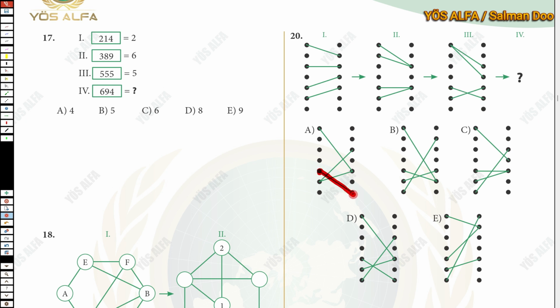Third one, first one to the right. Okay, we have it here, and we don't have it in choice B, C, and E. So our only possible choices are A and D for now. So let's continue looking at this one.